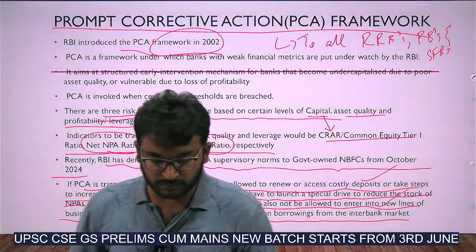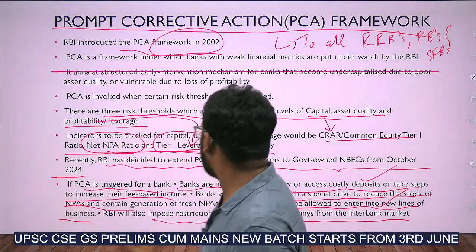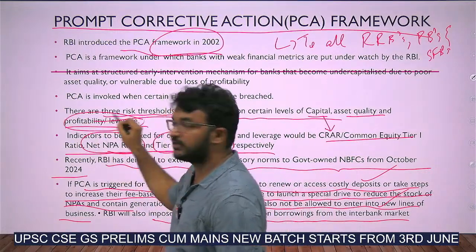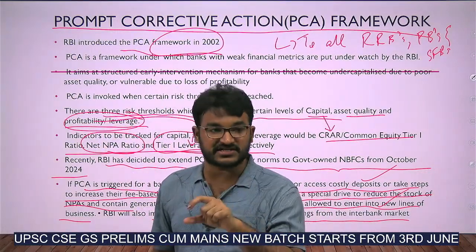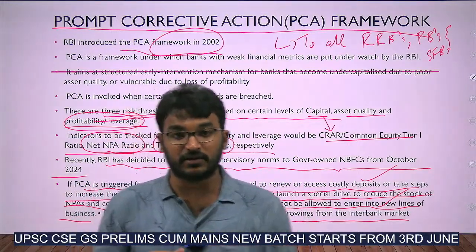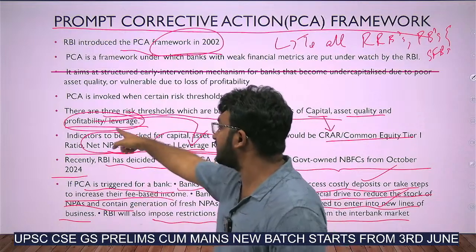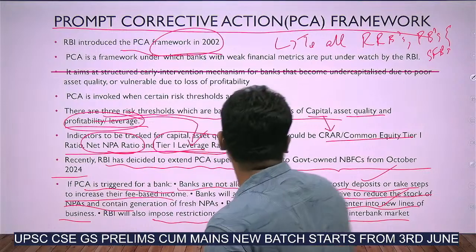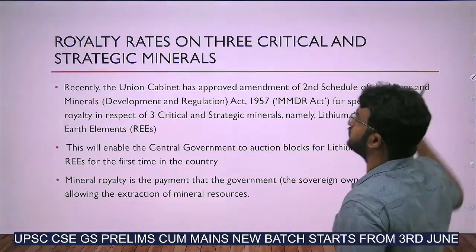And one more thing. Earlier, the third criterion was not profitability. Earlier the criterion was return on assets. Now it has been changed to profitability. I am telling this because UPSC can keep return on assets in this place. Okay. Next.